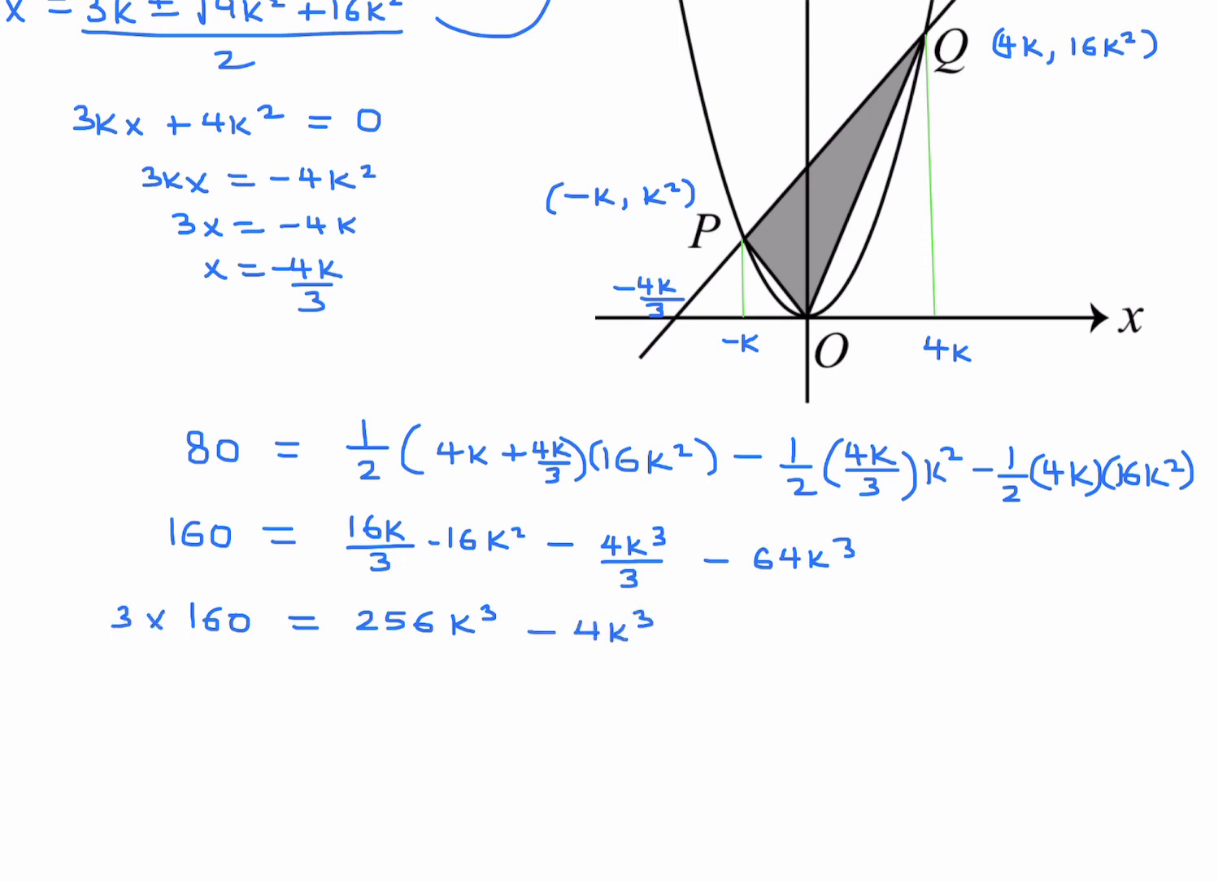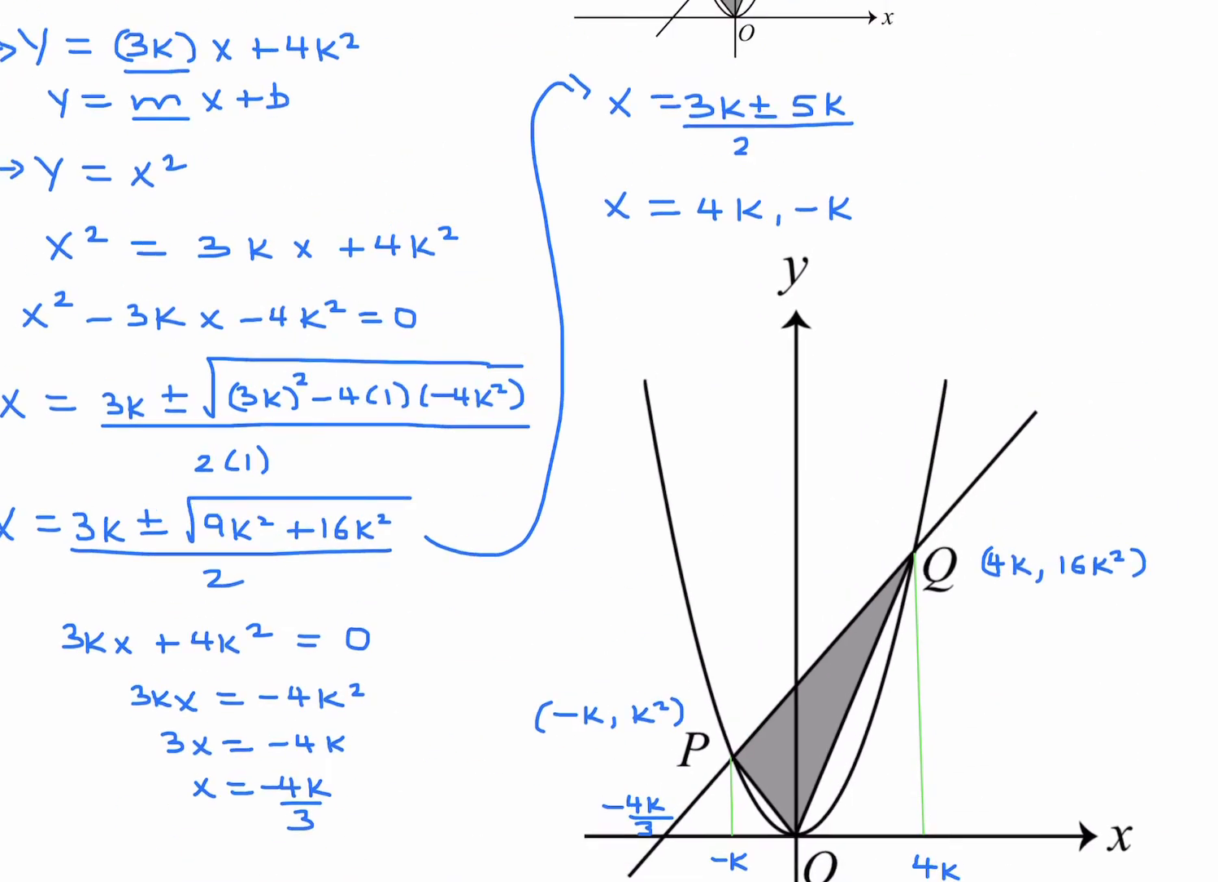Minus 4k cubed minus 64k cubed. Okay, so that's going to be 256 minus 4 minus 64. Or I had to multiply, sorry, I had to multiply the 64 by 3 also. Forgot to do that. 192k cubed. Okay, so 256 minus 4 minus 192, that looks like 60k to the power of 3. And on this side, we've got 3 times 160. So 3 times 160 is 480. 480 divided by 60 is 8. So 8 is k to the power of 3. Therefore, k is 2. Great.